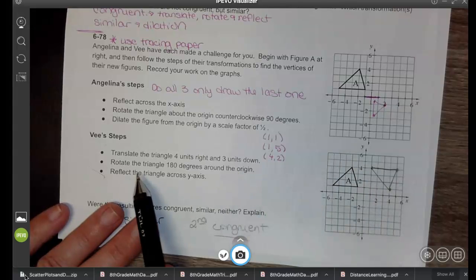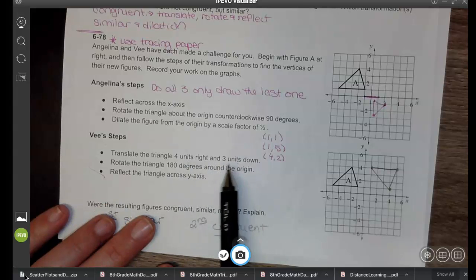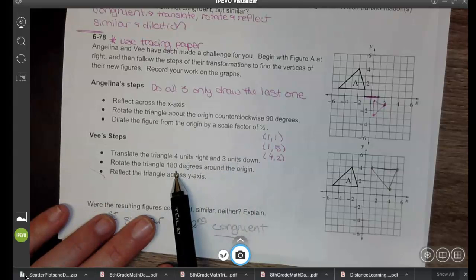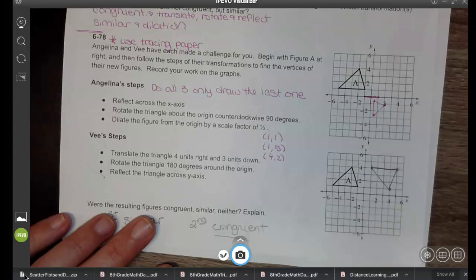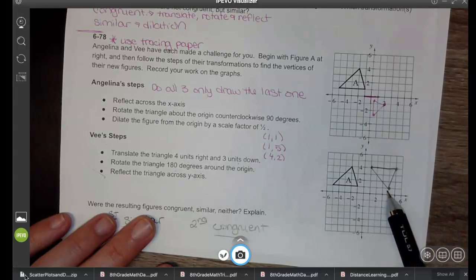These steps will translate the triangle 4 units to the right and then 3 units down, rotating 180 degrees. Remember, when we rotate 180 degrees, it doesn't have to say clockwise or counterclockwise. We're going to end up in the same place. And then reflect the triangle across the y-axis, and this is what you end up with for a figure.